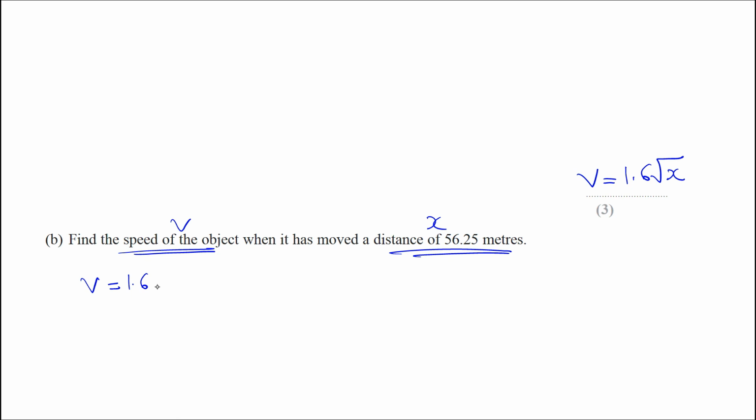So we can go ahead and say that v will be equal to 1.6 square root of 56.25. So v will be equal to, if you just plug that in the calculator, that will be 12 meters per second. And that will be your final answer.